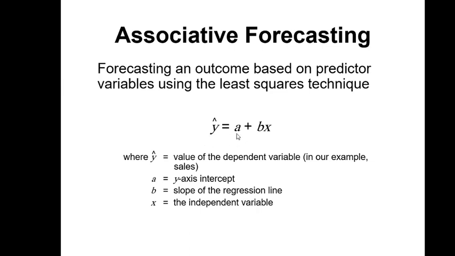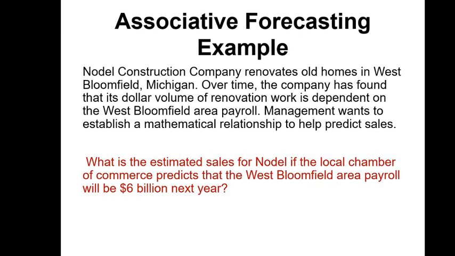A is the y-intercept, or it is the value of y when x is equal to 0, and B is the slope of the line. X here is the independent variable also, but it's not always time. It's not time at all. It's anything except time. Let's see our example.